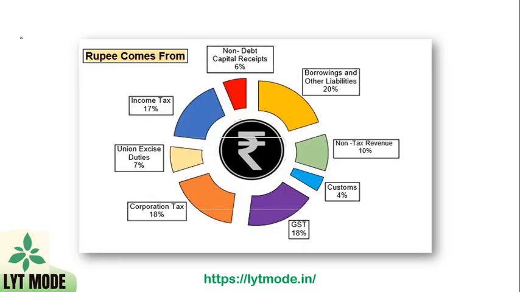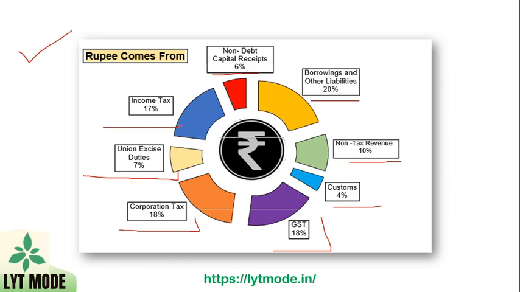Here is something very interesting. This is a picture from the Union Government website, provided by the government, showing where the rupee comes from. These are the percentages: non-debt capital receipts are 6%, borrowings and other liabilities 20%, non-tax revenue 10%, customs 4%, GST 18%, and corporation tax 18%. Union excise duty will be 7%, and income tax will play a part of 17%. So these are the percentages of where the revenue comes to the government.